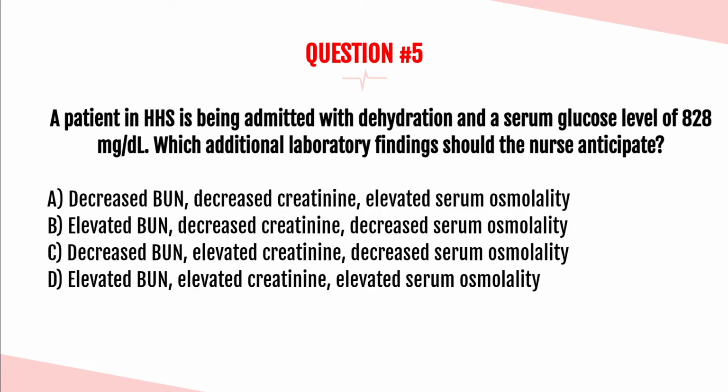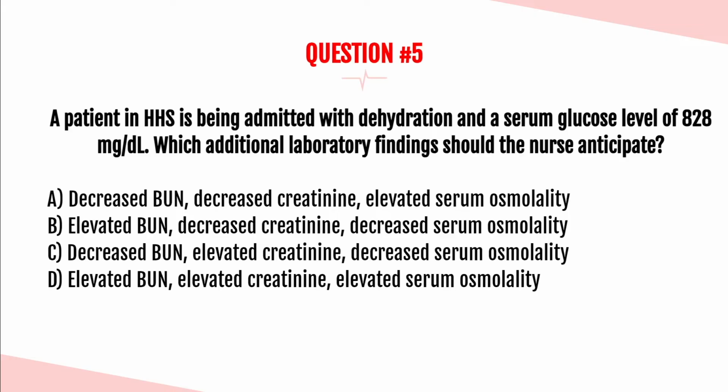Question number 5. A patient in HHS is being admitted with dehydration and a serum glucose level of 828 milligrams per deciliter. Which additional laboratory findings should the nurse anticipate? A, a decreased BUN, decreased creatinine, and elevated serum osmolality. B, an elevated BUN, a decreased creatinine, and a decreased serum osmolality. C, a decreased BUN, an elevated creatinine, and a decreased serum osmolality. Or D, an elevated BUN, elevated creatinine, and elevated serum osmolality.